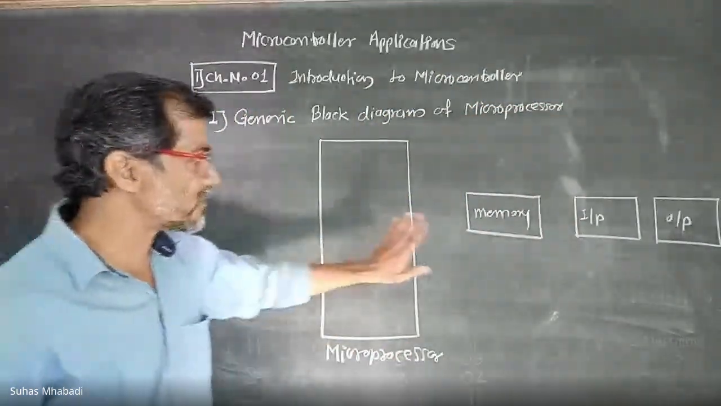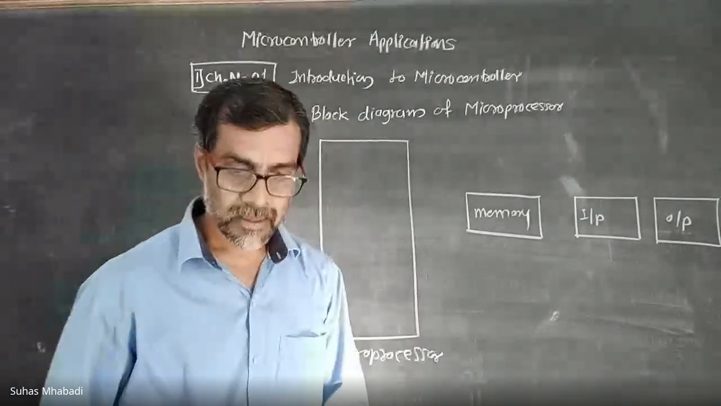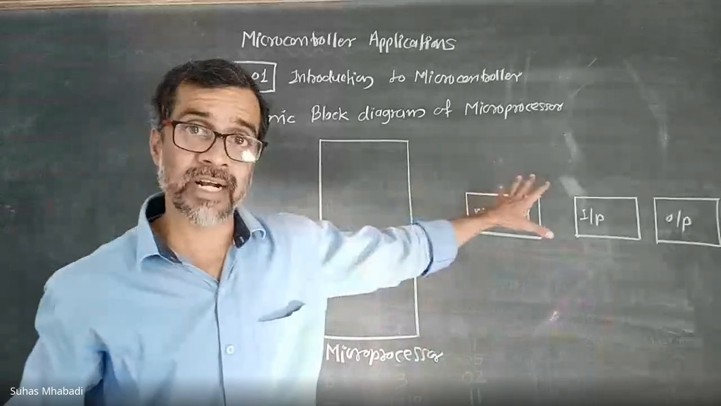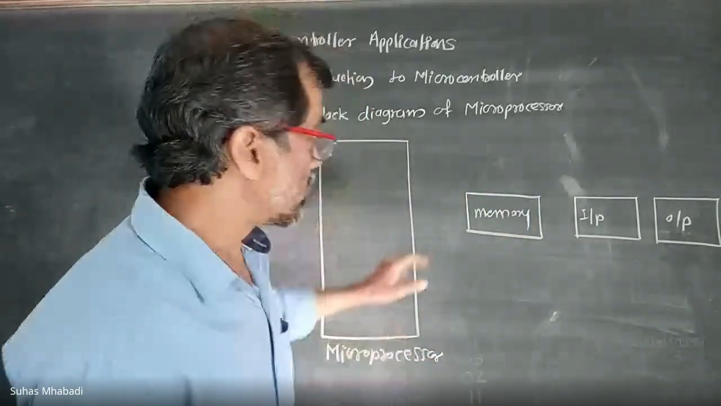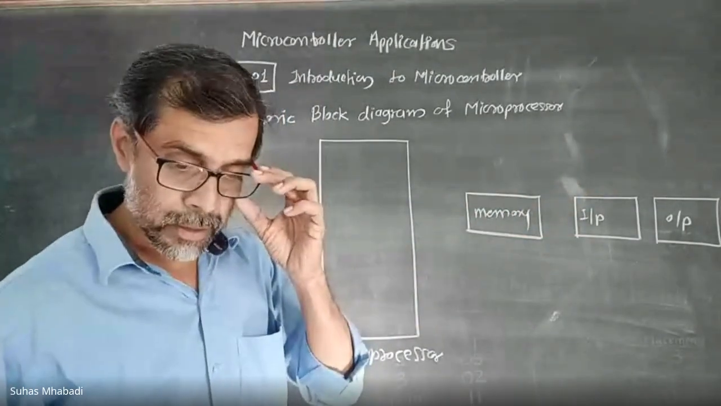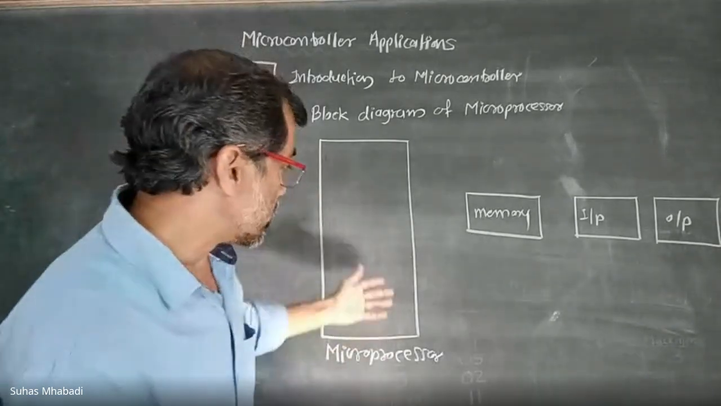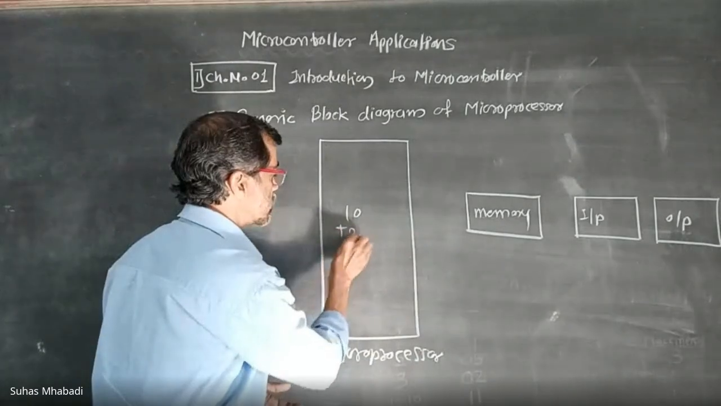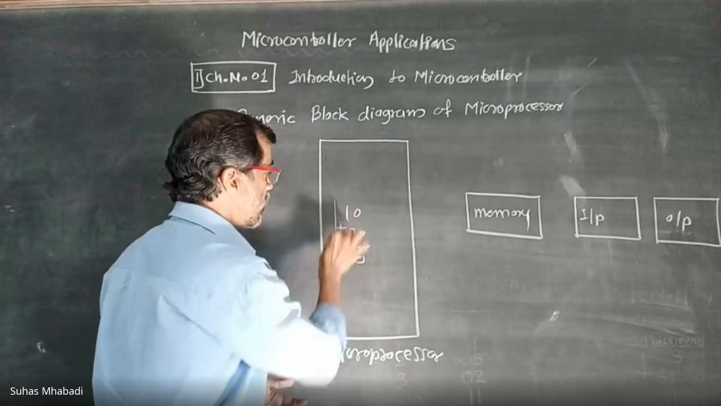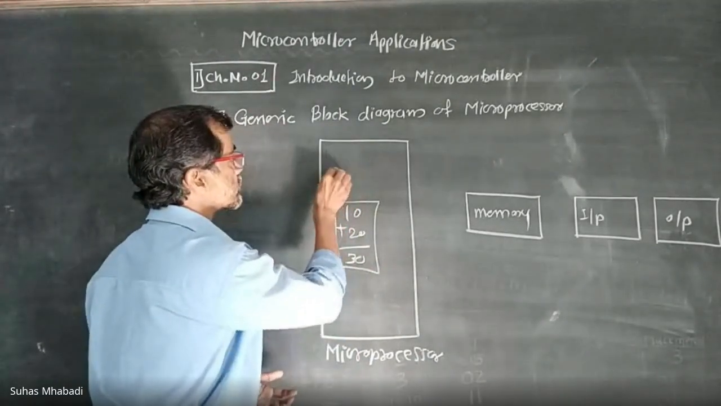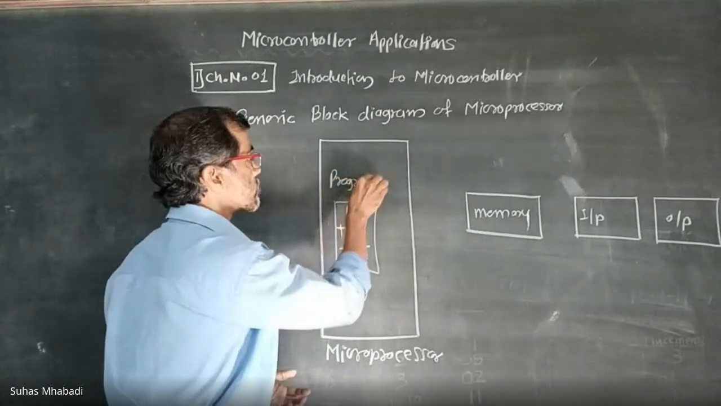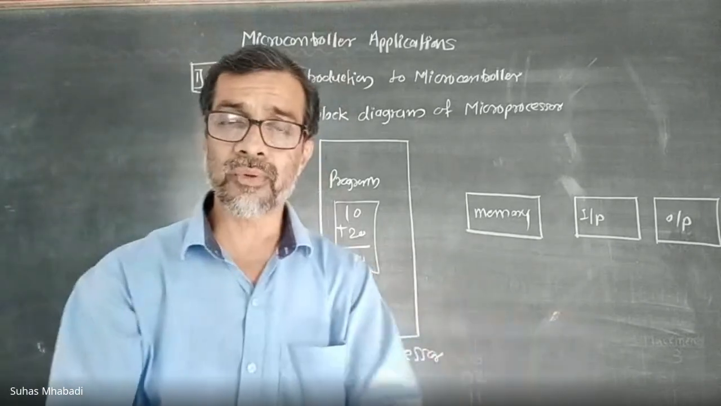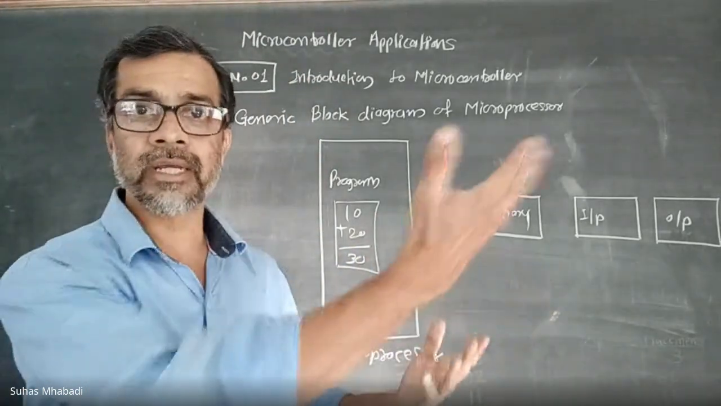So it requires communication with the memory. Now, it has to communicate with the peripheral devices. Peripheral devices are like memory, input and output. So how to communicate? It has to process the data. Data is like 10 plus 20, and the answer will be 30. For this process, we need to write a program. For execution of that program, it requires communication with the memory, input and output.